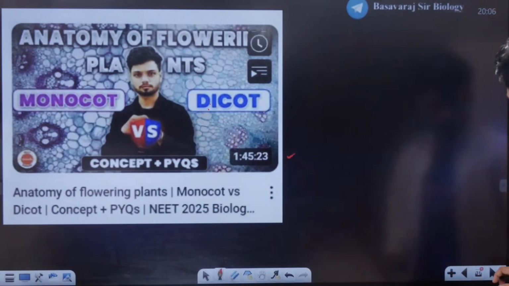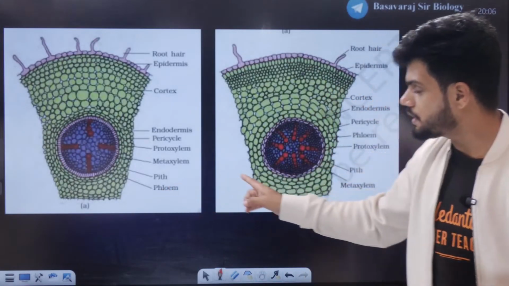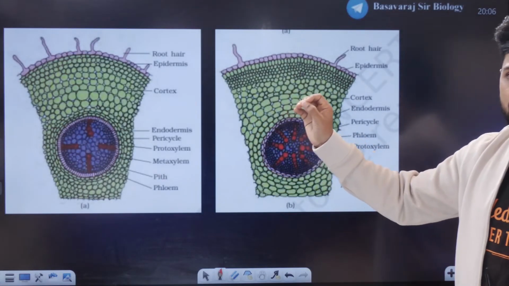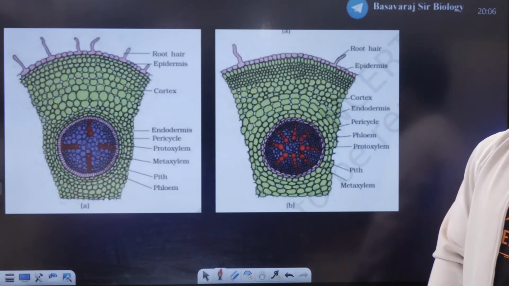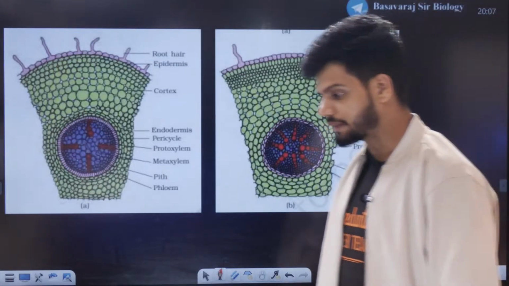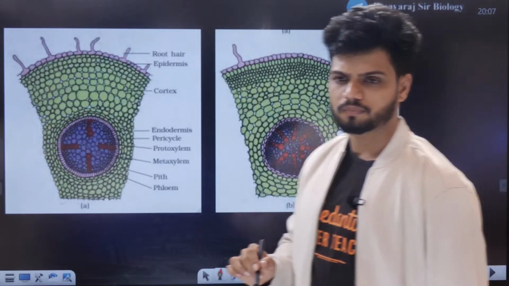Now, apart from that, I'll ask you simple questions. Tell me A or B. First of all, is this particular diagram for root, stem or leaf? Simple question for all of you. You will tell me, sir, I can see root hair here. So this is root.